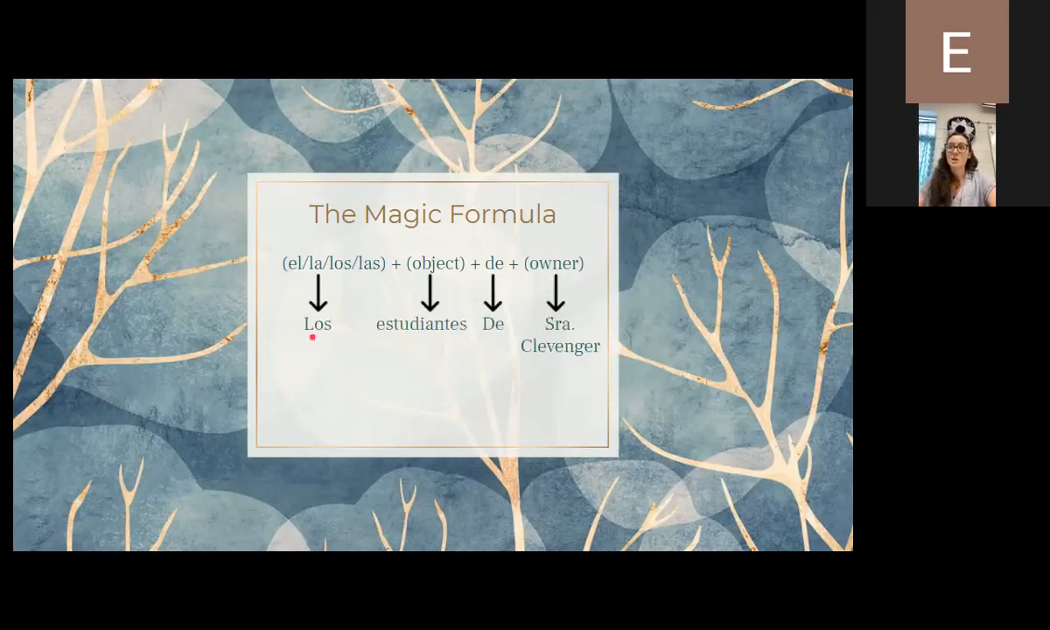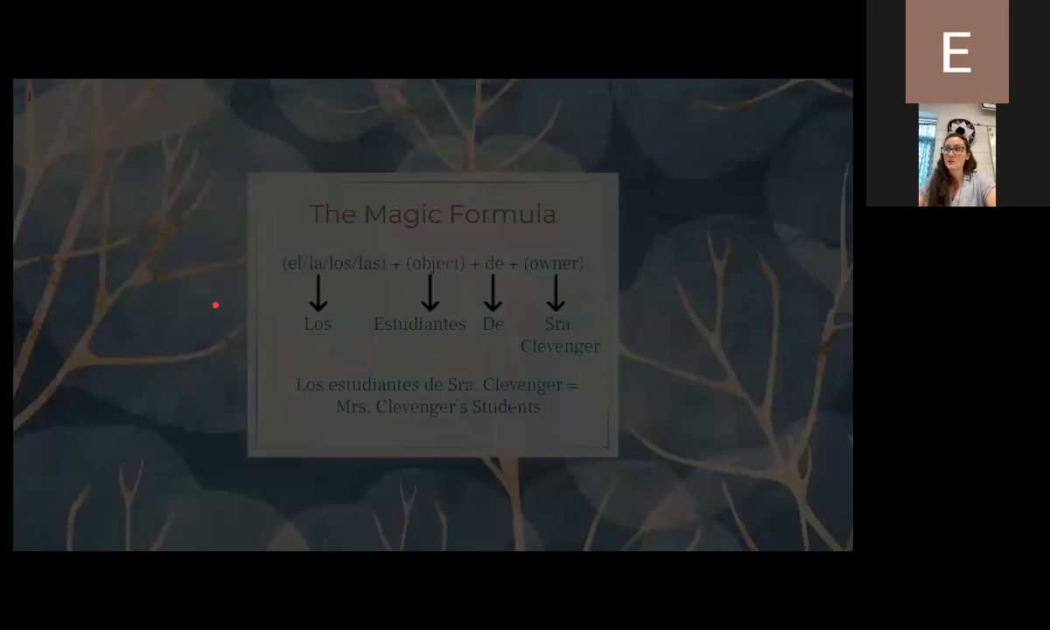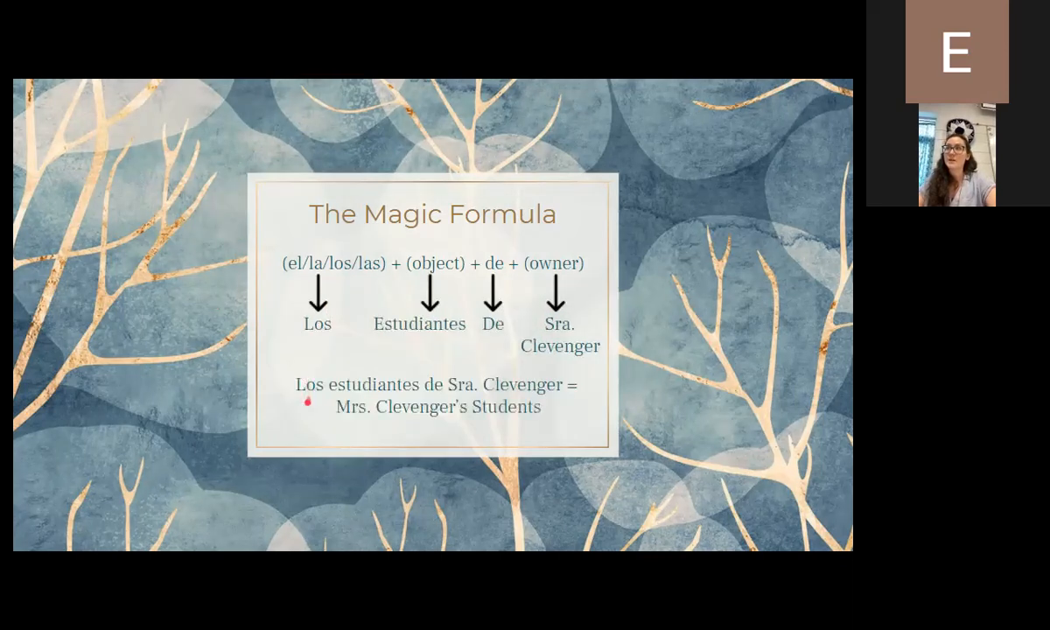Or if I said los estudiantes de Señora Clevenger. So you see one arrow comes down from each part of the formula. And it has something that corresponds directly to it. Los estudiantes de Señora Clevenger. So that would be Miss Clevenger's students in English.